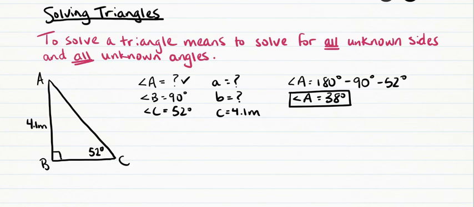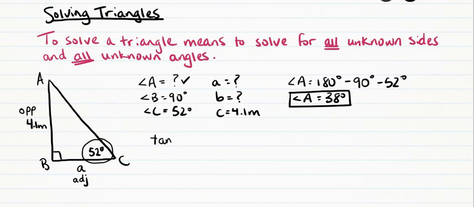So now we look for either side length A or side length B. So let's say we're looking for side length A. Here I can use my reference angle of 52 degrees, or now that I have angle A, I could also use angle A as a reference angle. Either one will work. So let's say I stick with the reference angle of 52 degrees. Then the 4.1 meters would be the opposite side, and side A would be the adjacent. And we can then use the tangent ratio to solve for that unknown.